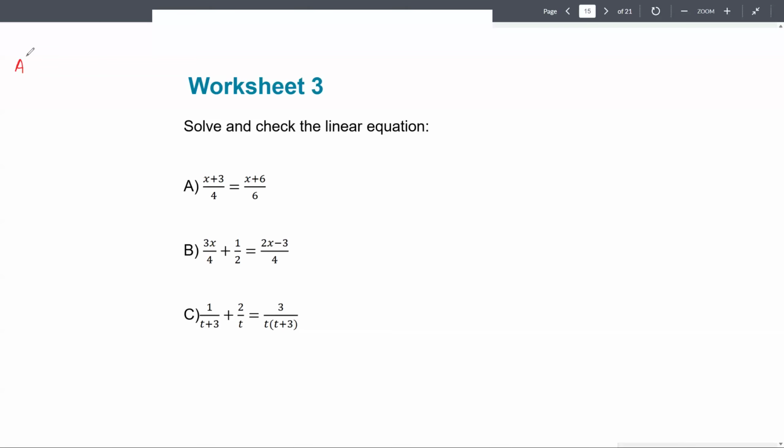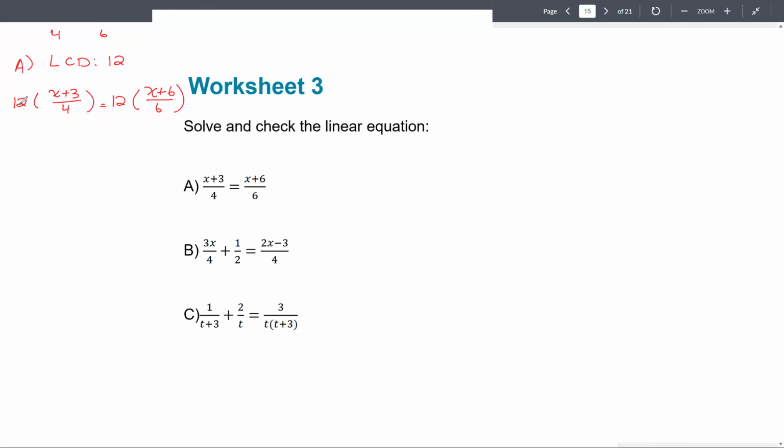All right. So for A, we have a 4 and a 6 in the denominator. So my LCD, I think, should be 12 because I know that 4 divides 12 and 6 divides 12. So we're going to have 12 times the x plus 3 over 4. And then we'll have the 12 times x plus 6 over 6.